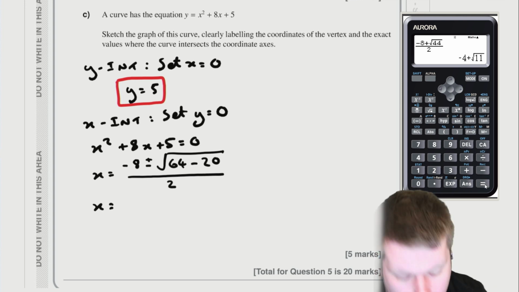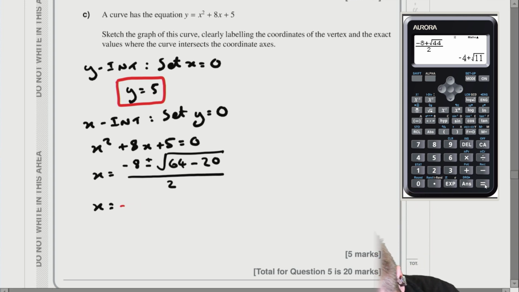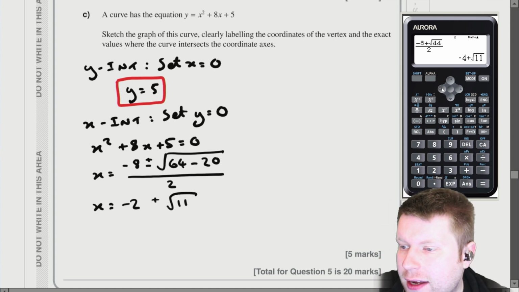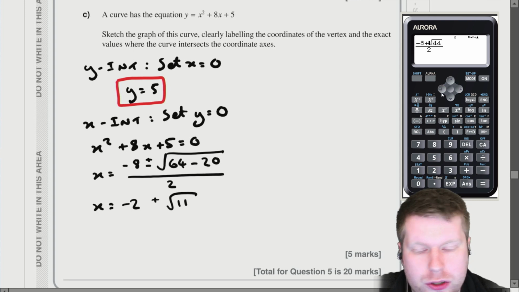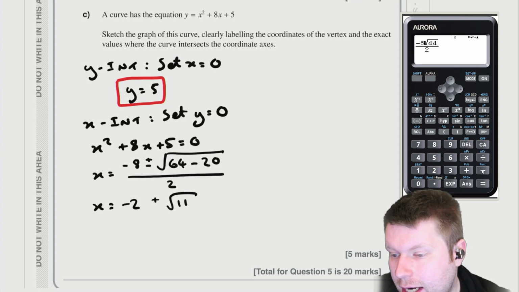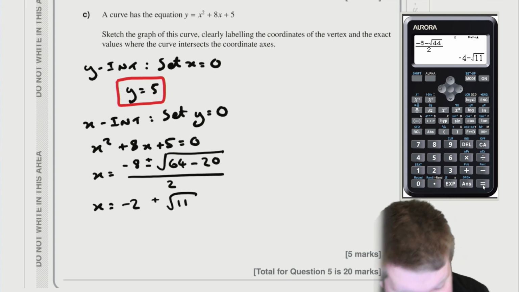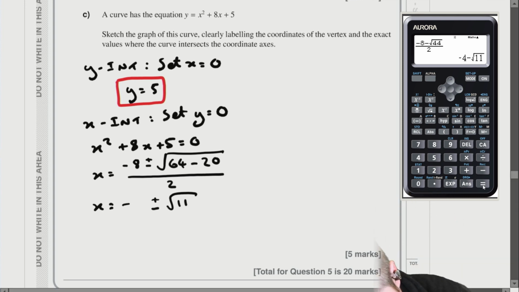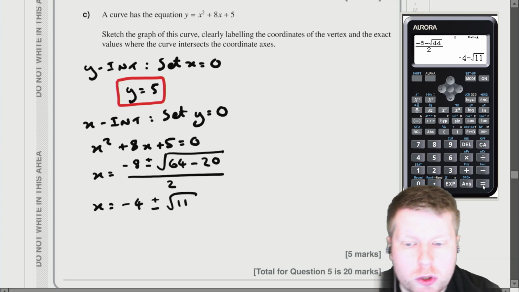And it will simplify it down automatically for me to negative 4 plus root 11. And actually, if I just go back, and again, I can just type back here, bring my cursor up here, press delete, and change that to a negative, and then that comes in as negative 4 minus root 11. Okay, so those were the two roots there.